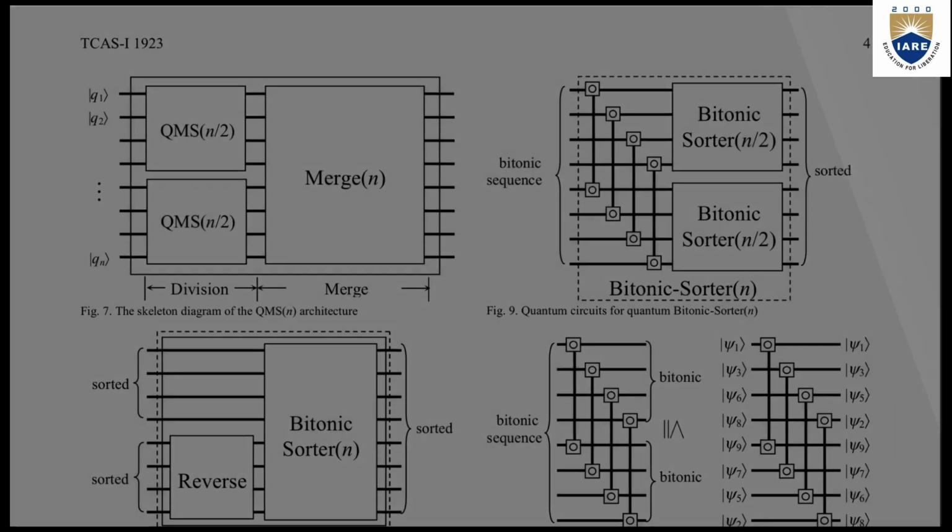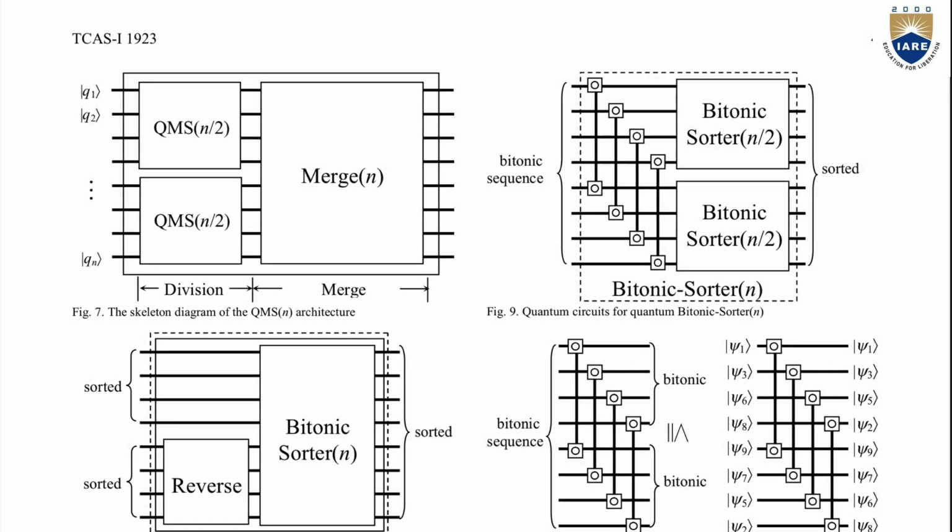So this is the architecture for the Bitonic sorter and the merge. So hopefully you can understand this picture, as it's very complicated.